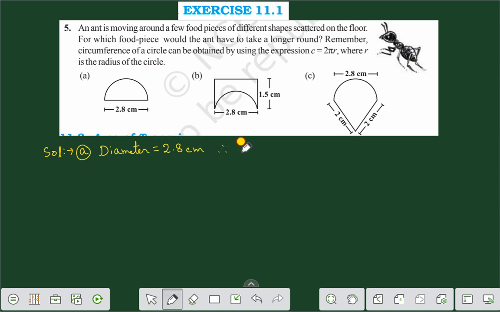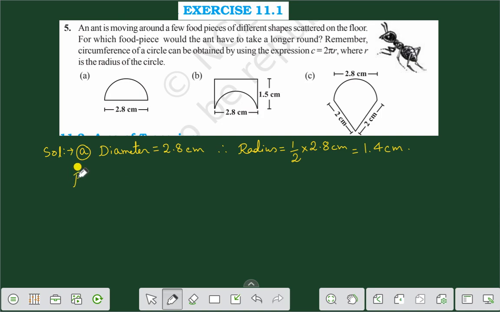Therefore, you know that radius is equal to half of diameter. Radius is equal to half of diameter, that is 1/2 into 2.8 centimeter. That means we are getting 1.4 centimeter. Now we'll find the perimeter of this given figure.